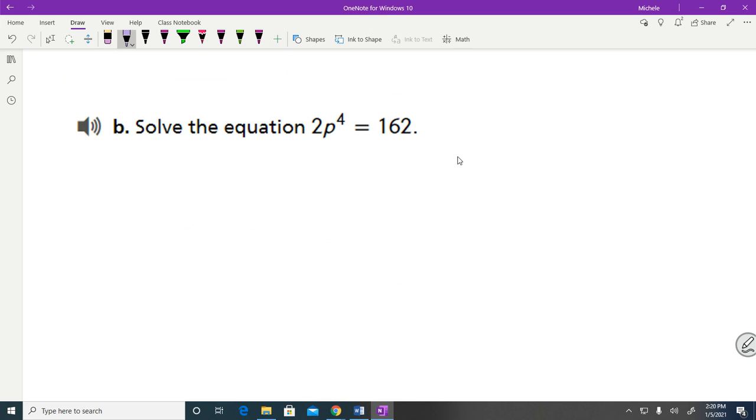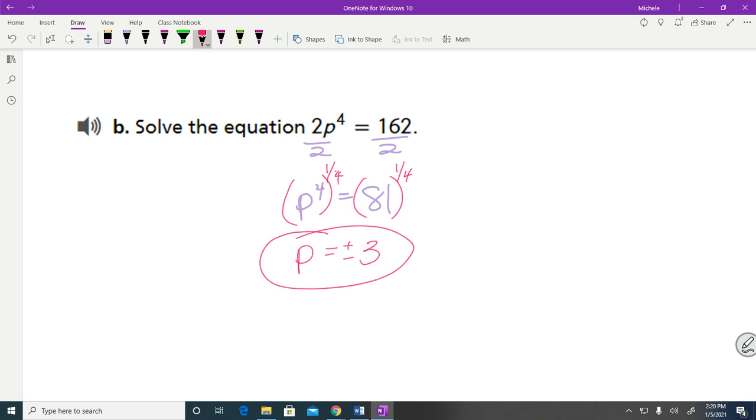So here's another one. 2p to the 4th equals 162. Again, divide both sides by 2. You've got p to the 4th equals, what's 162 divided by 2? 81. So let's try that other method where I raise both sides to the 1/4 power, because that's going to come into play next section. P to the 4 times 1/4 is 1, so this is p. And 81 to the 1/4 is 3. And this is the same as taking a root, so I need a plus or minus because I am solving an equation.